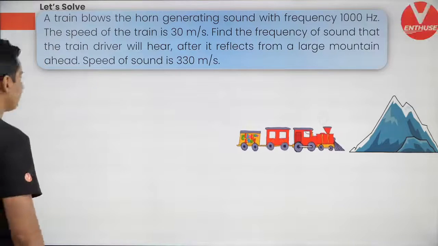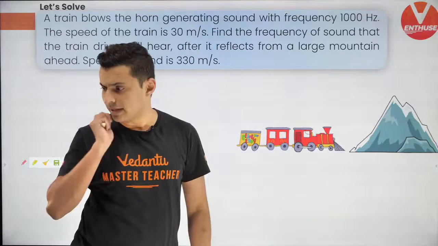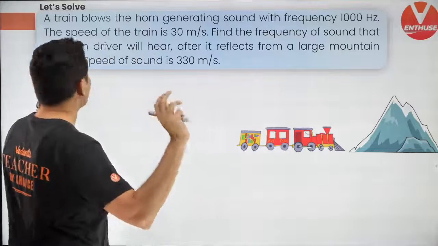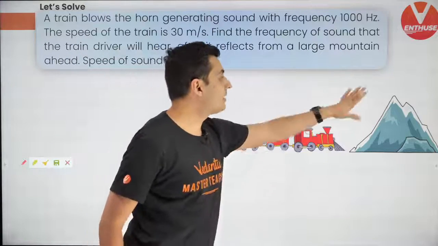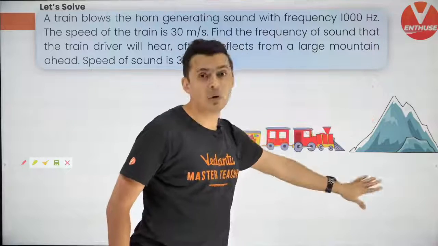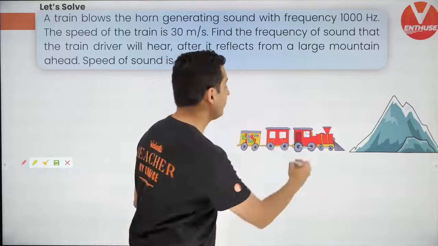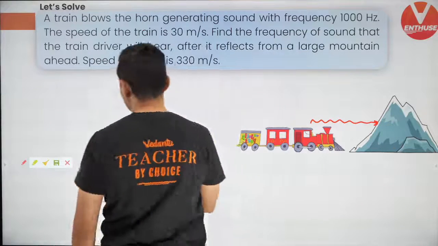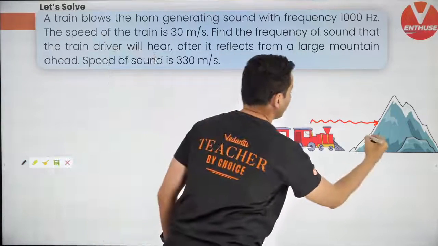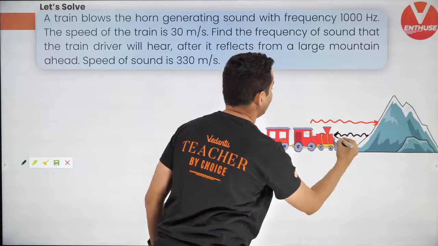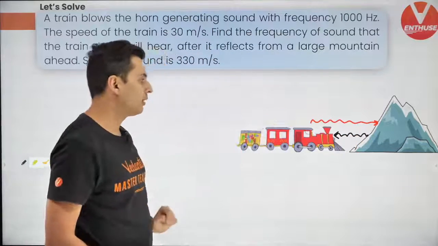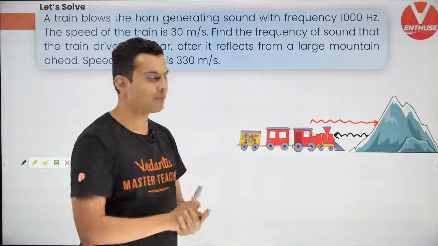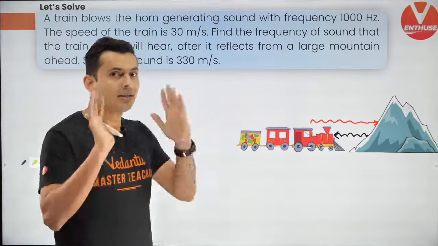Last problem for today. Here it comes. If a train is moving and there is a big mountain or a reflecting wall, then the sound which comes from the train falls on that reflecting surface, gets reflected back, and is again heard by the driver. The question is, what is the frequency of sound heard by the driver? Let's see how to do this. Pay attention.